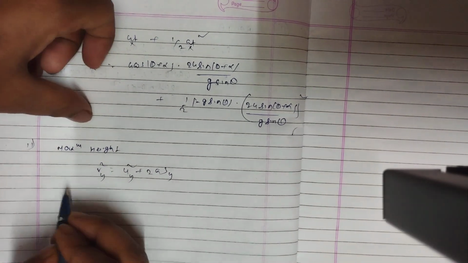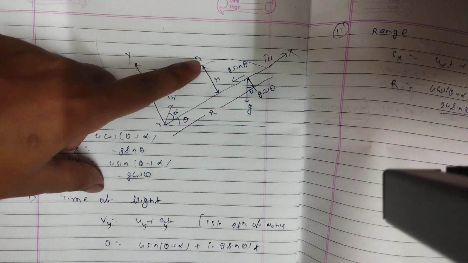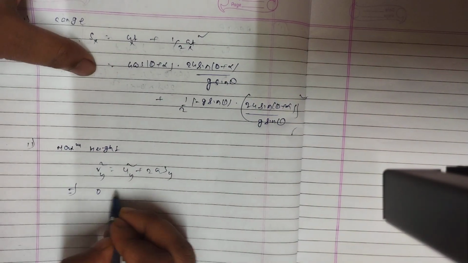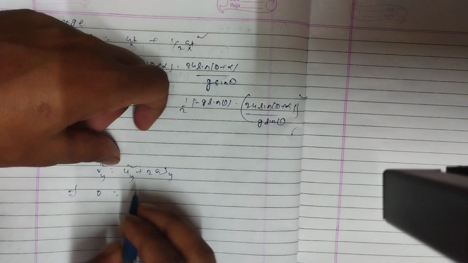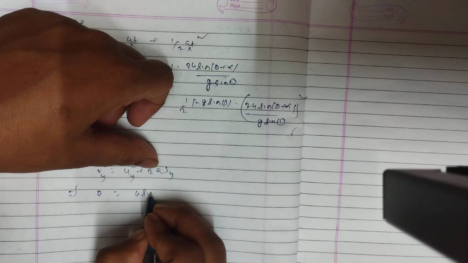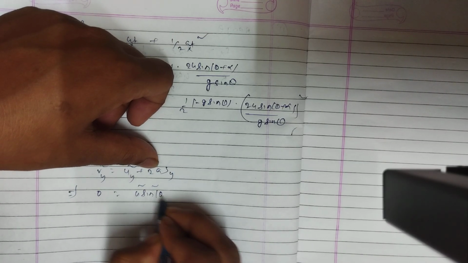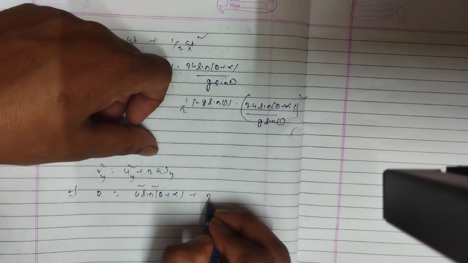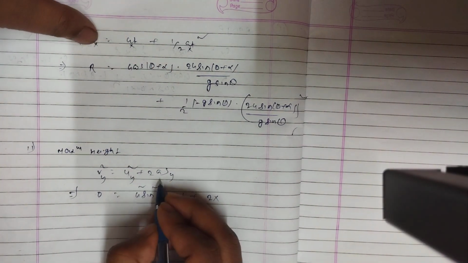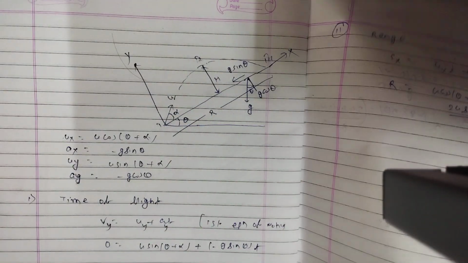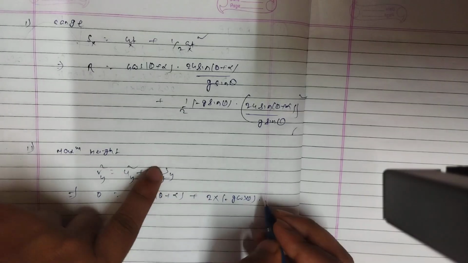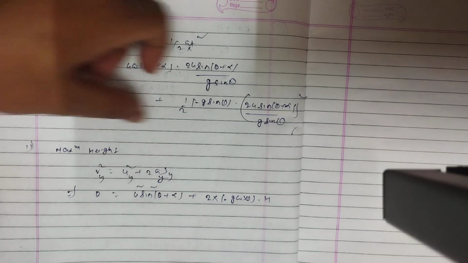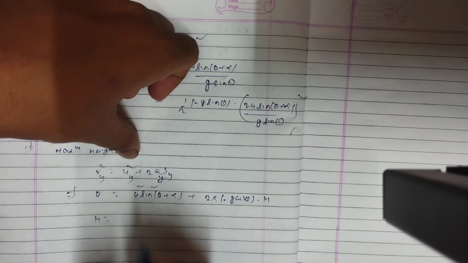Tell me बच्चों, what is the value of vy at the maximum height? This is 0. And what is the value of uy, velocity along the y direction? This is u sin(theta plus alpha). So 0 equals u square sin square(theta plus alpha) plus 2 into acceleration along the y direction. What is acceleration along the y direction? This is minus g cos theta. And sy is h. Also you can calculate the value of h.